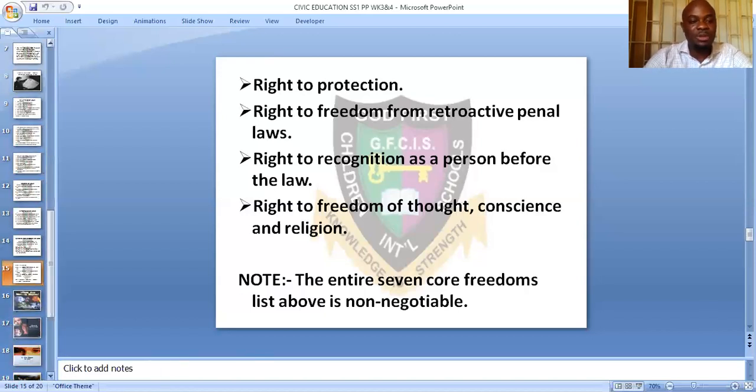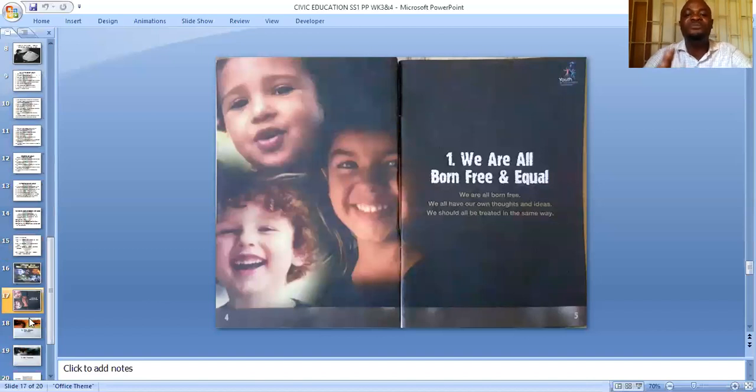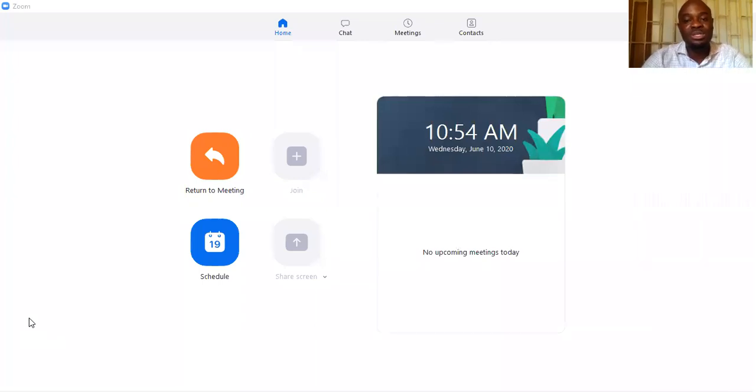Now I'm going to show you some pictures of human rights. There you can see the children saying what human rights are, and they have pictures of some. We are all born free and equal. You can see the children laughing. They're happy because God created us to be happy, not to be people who just take other people's lives unnecessarily, which is not permitted.